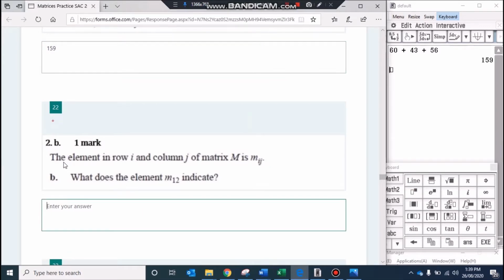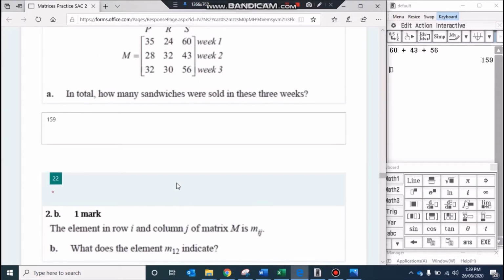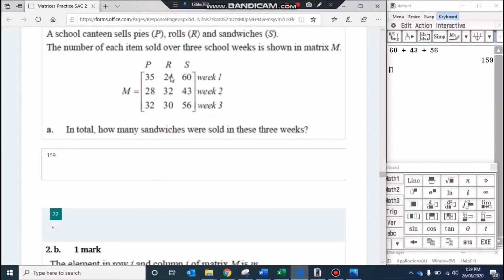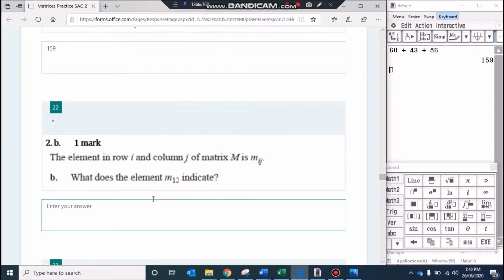Part B for 1 mark, the element in row I, column J is Mij. All right, we knew that. What does element M12 indicate? So let's locate element M12. That is row 1, column 2. So it's this 24. So what this indicates is the number of rolls. See, we're in column R and we're in row 1, which is week 1. So it's the number of rolls sold in week 1.